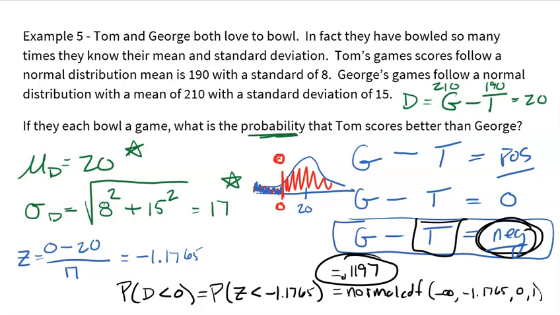All right, this is a very common AP question. It's one that really kind of makes you think. A, you have to remember how to combine random variables. And B, you have to really have this strong understanding of why 0 is so important. Because below 0 is a negative difference, Tom did better. Above 0, positive difference, George did better.